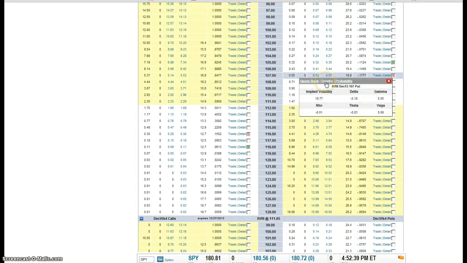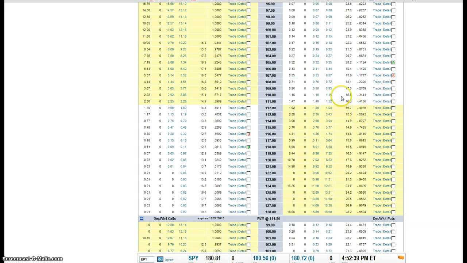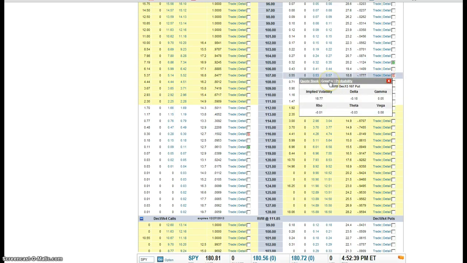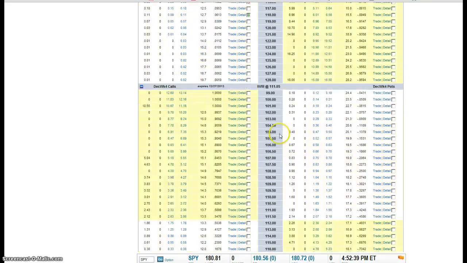Here are your Greeks, which show the deltas, the implied volatilities, and the theta. And you recall what the theta was. The theta was the decline or premium erosion every day. So you see that you can do it a couple of different ways.